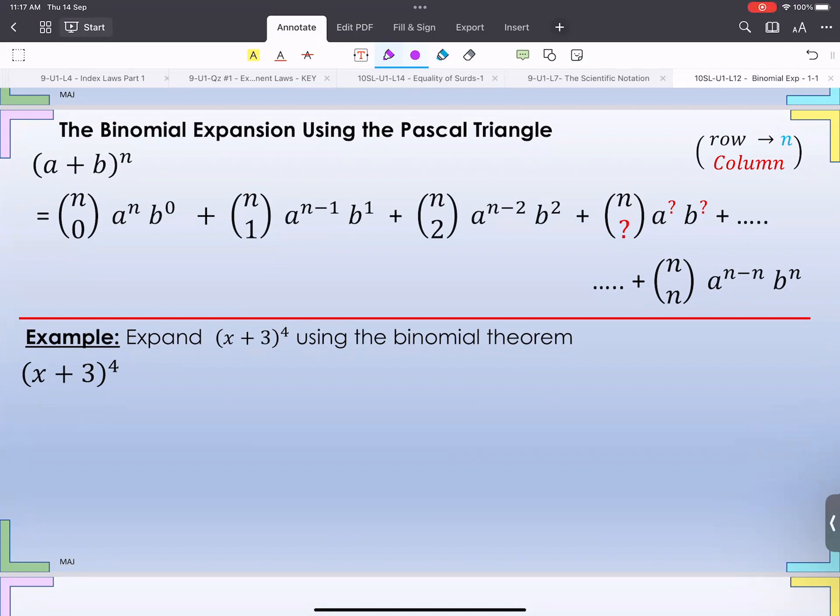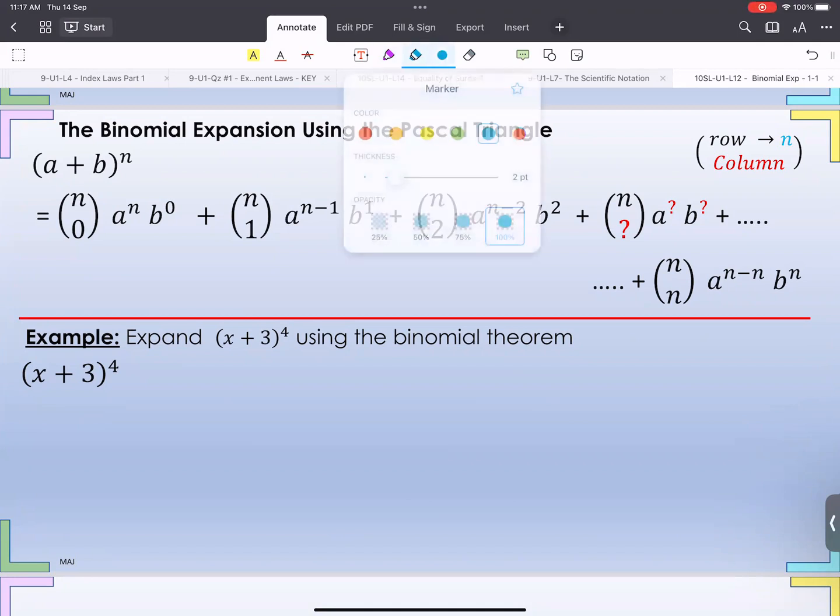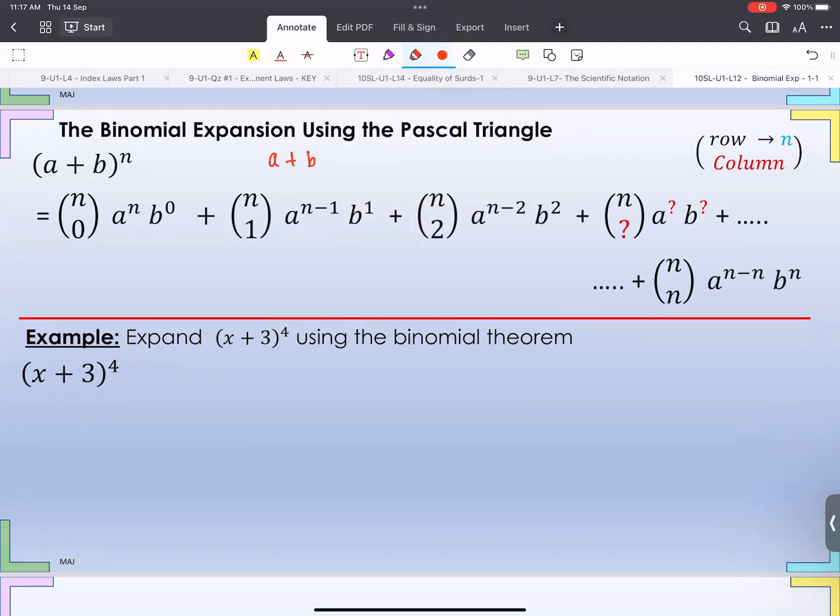So if I had a plus b to the power of n, the one thing you should not be doing is writing a plus b to the power of n is equal to a to the power of n plus b to the power of n. That is wrong, okay? So please do not do that. You cannot say a plus b to the power of n is a power n plus b power n.